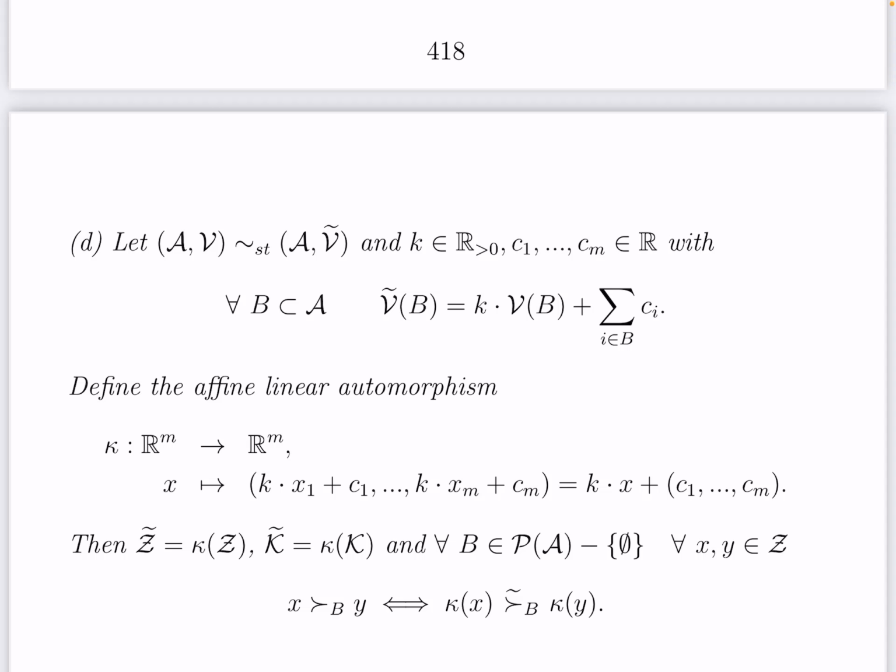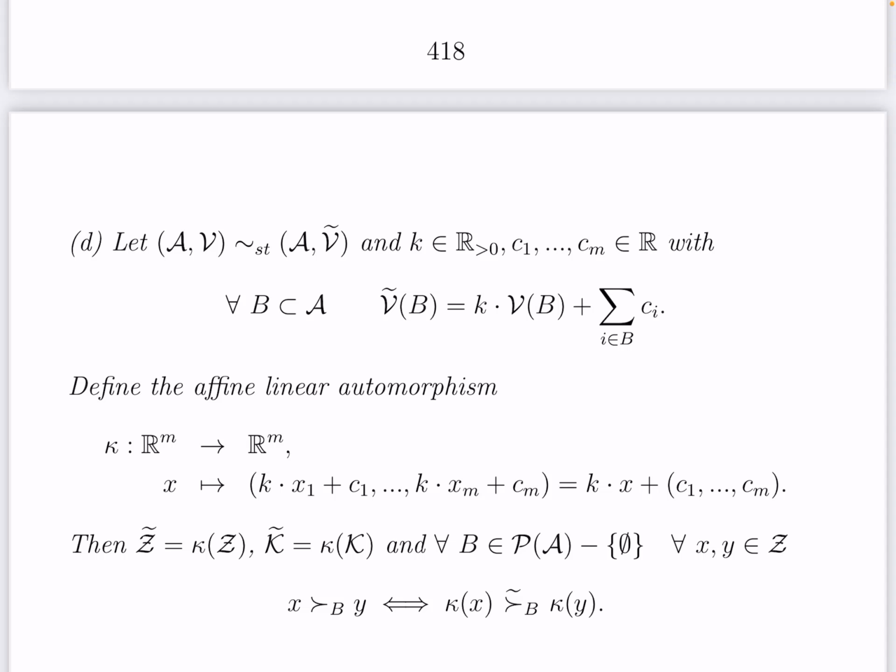Then we have that the set of imputations for the tilde game is equal to kappa of the set of imputations for the first game, and the core of the second game is the kappa of the core of the first game. And also for any coalition B which is not empty, and for any two imputations, we have that imputation x dominates imputation y with respect to B in the first game if and only if kappa of x dominates kappa of y with respect to B in the second game.